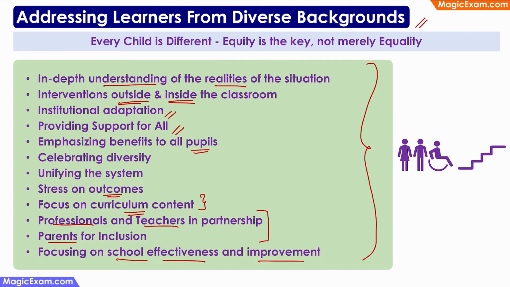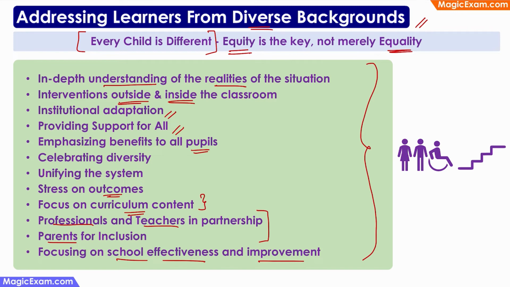So the most important point on this slide is every child is different. So this is something which we have already discussed. Right? Every learner is different, and when we are talking about inclusive education and addressing learners from diverse backgrounds, we have to make sure that individual attention is given to all the children. And again, equity is the key and not just equality. Equality may mean that you are giving equal resources to all the children, but equity would mean that you are giving enough resources to each child to make sure that all the children reach the same results.